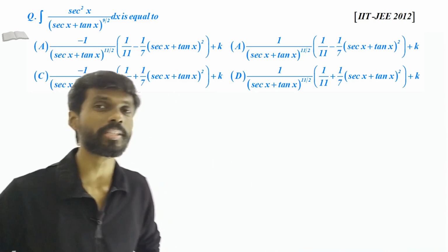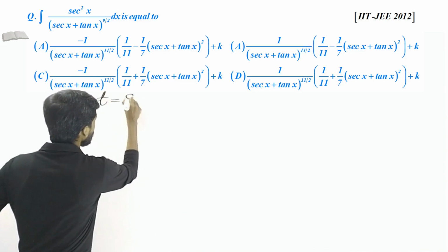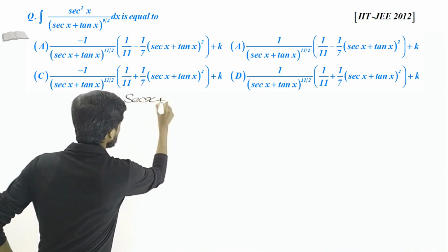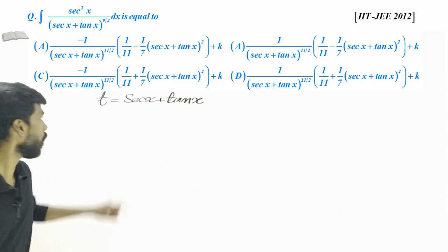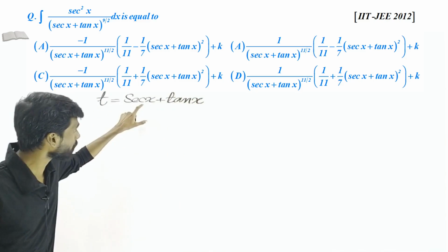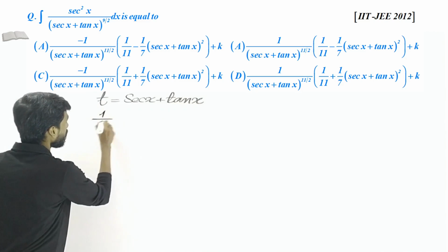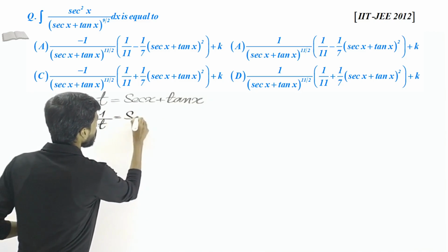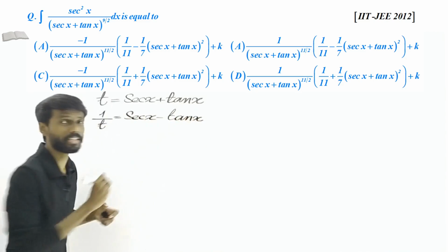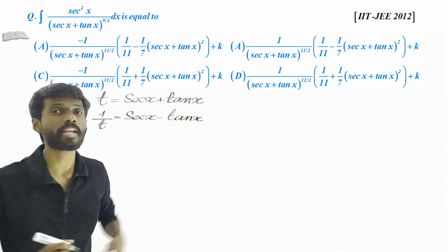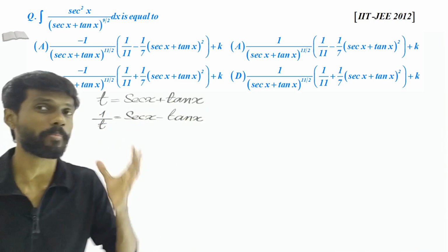So instead what we do is, let us take the substitution t equal to the whole denominator, secant x plus tan x. So we take this as t. This expression is important. What is its reciprocal? It is better to know this one, secant x minus tan x. That is the reciprocal of secant x plus tan x, right? Just like cosecant x plus cot x has reciprocal cosecant x minus cot x.